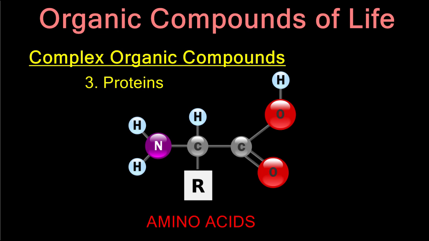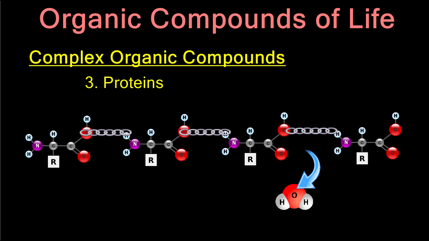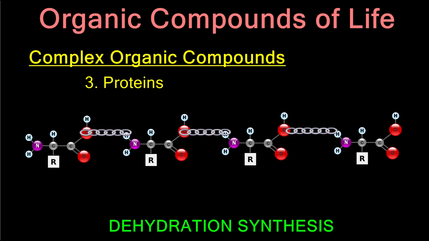There are 20 different amino acids that have similar molecular structures except for the R group, which differentiates each amino acid from the others. Proteins are made by covalently bonding amino acids together. Each time an amino acid is added to the chain, a water molecule is released. This means that this is a dehydration synthesis reaction.